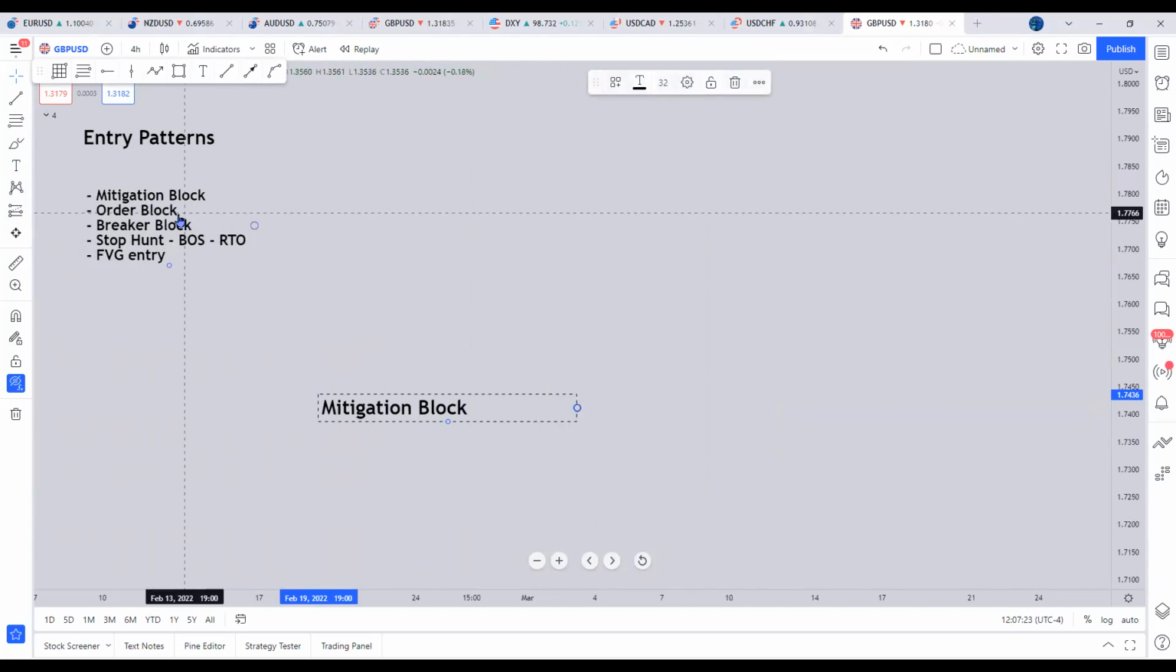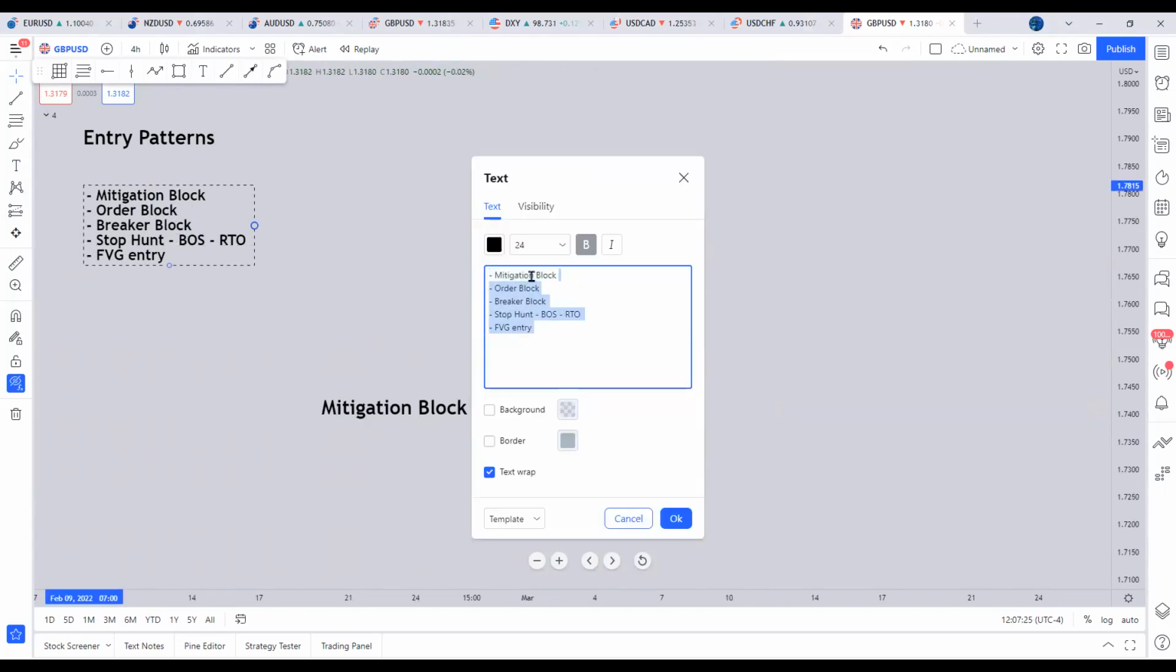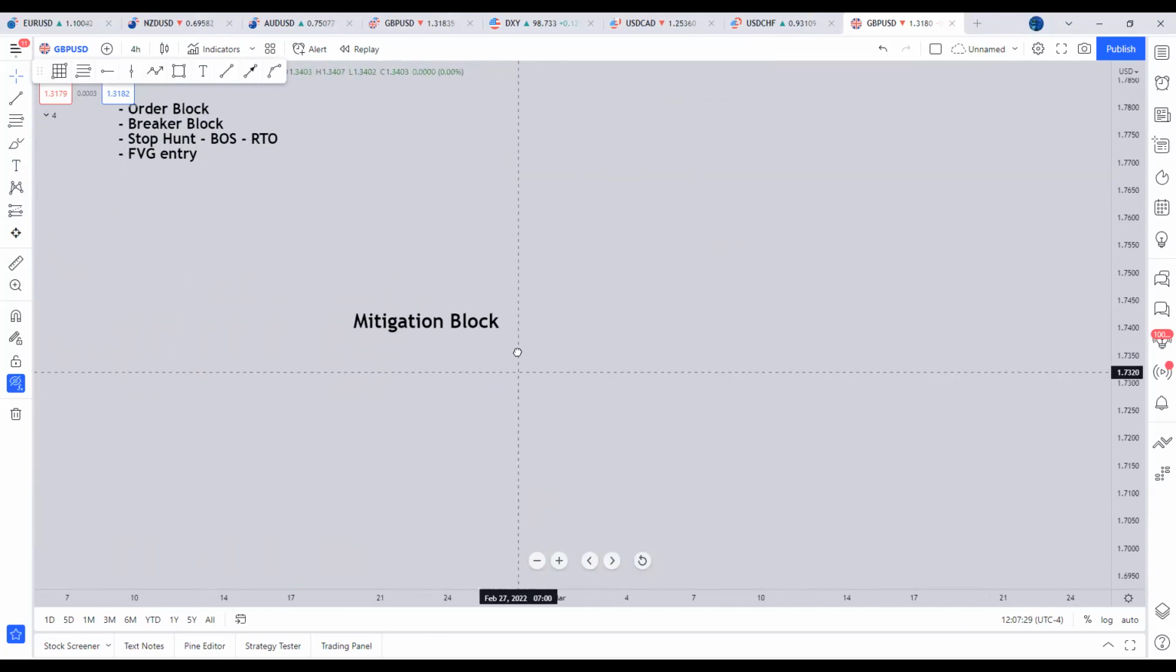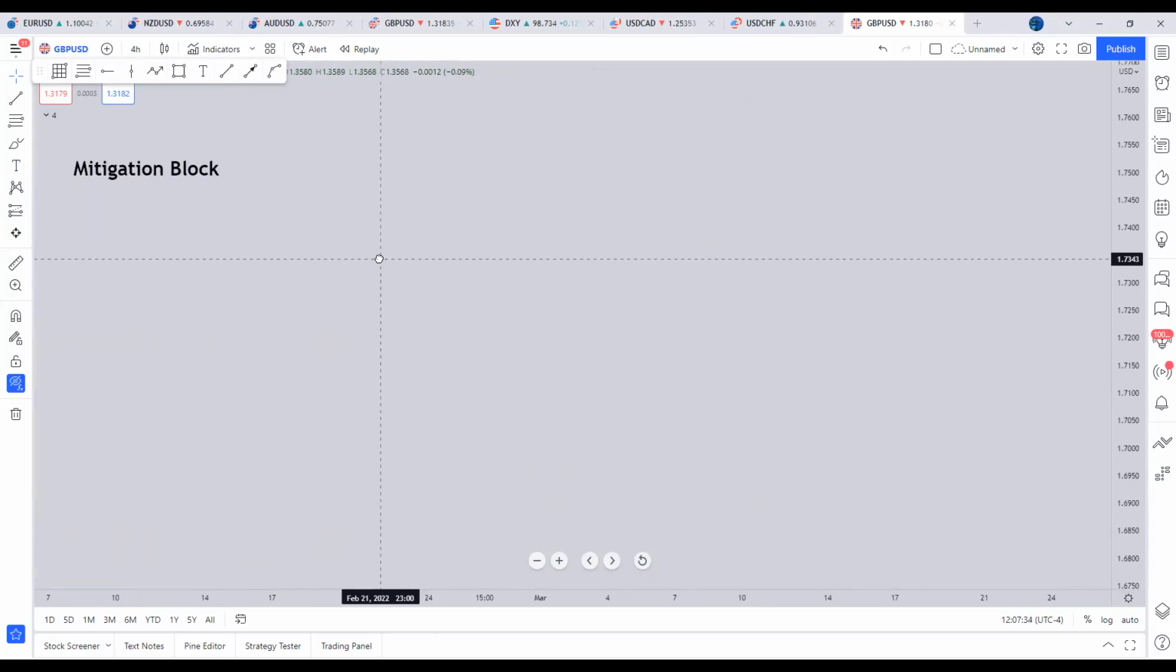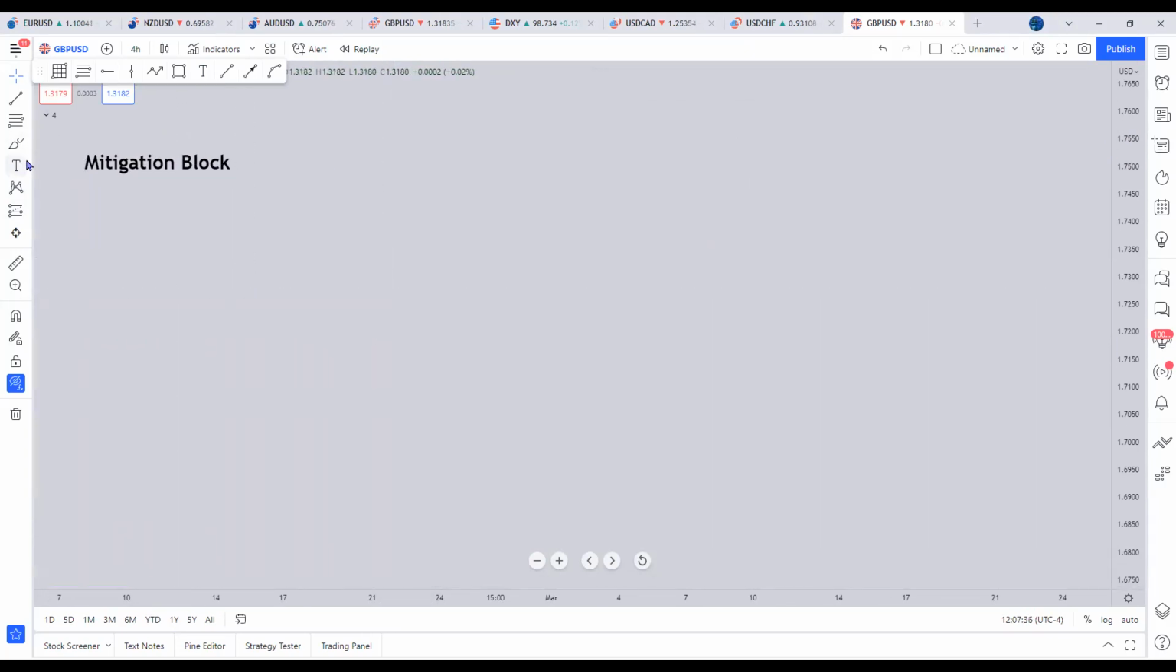It's quite easy. A lot of people have trouble with the mitigation block because they confuse it for a breaker. It's not the same thing. It's very similar, but it's not the same thing. So, a mitigation block first.